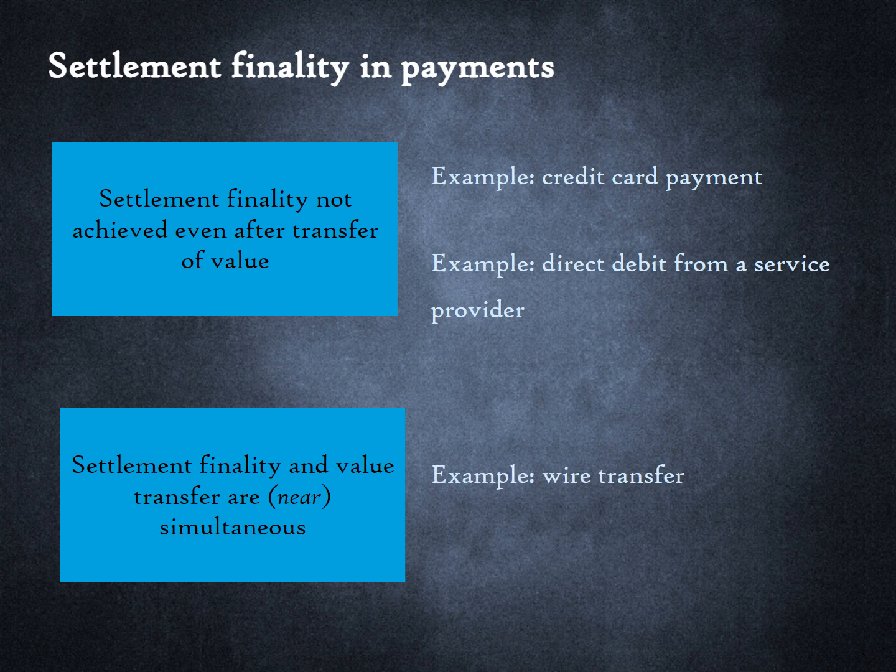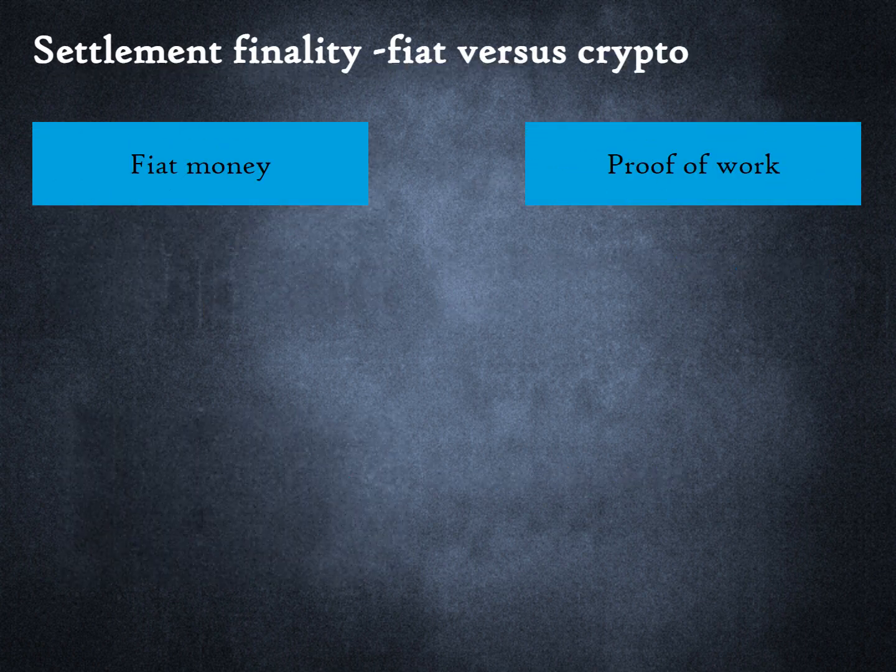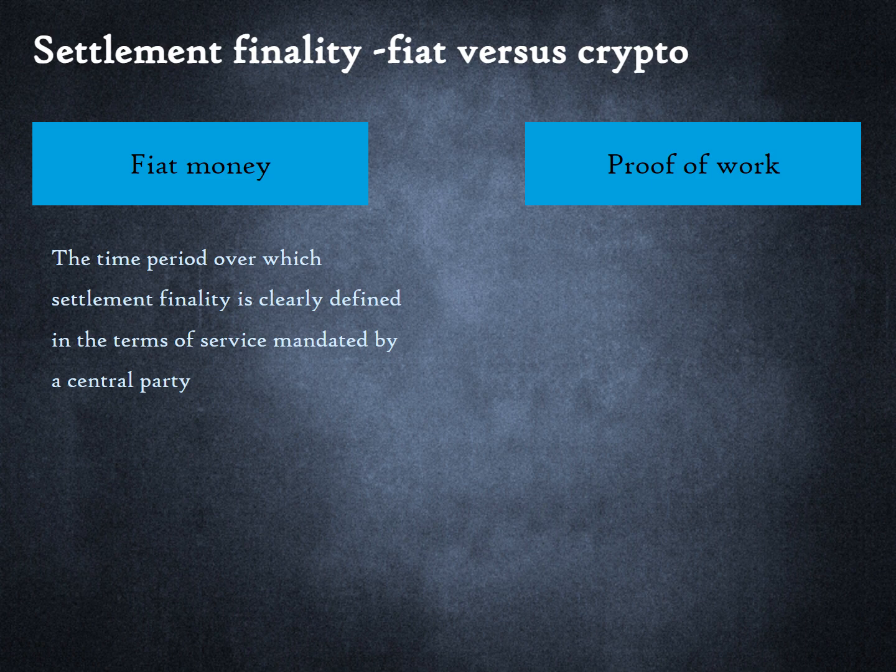When making large payments, say the payment to purchase a home, sellers demand use of a payment method that has immediate settlement finality. For instance, wires cannot be reversed. In fiat money, the time period over which settlement finality occurs is clearly defined in the terms of service mandated by a central party. The central party could be a private operator like MasterCard that specifies the number of days within which a card chargeback is permissible. The central party may also be a regulator.